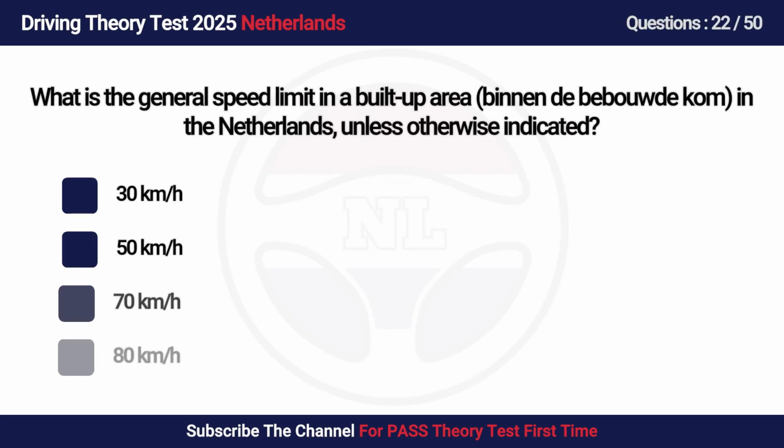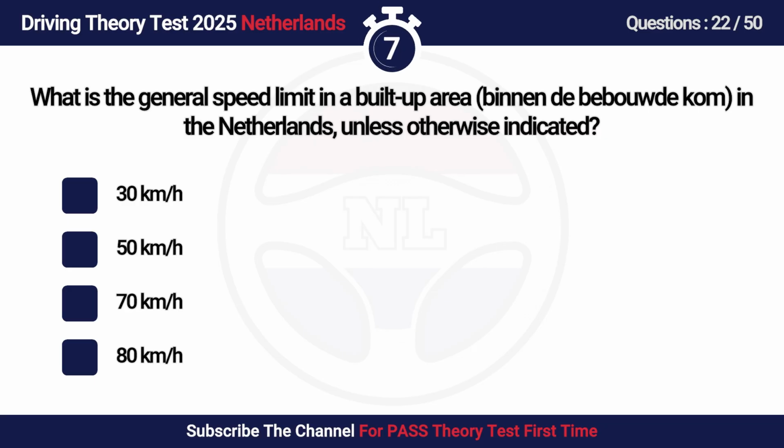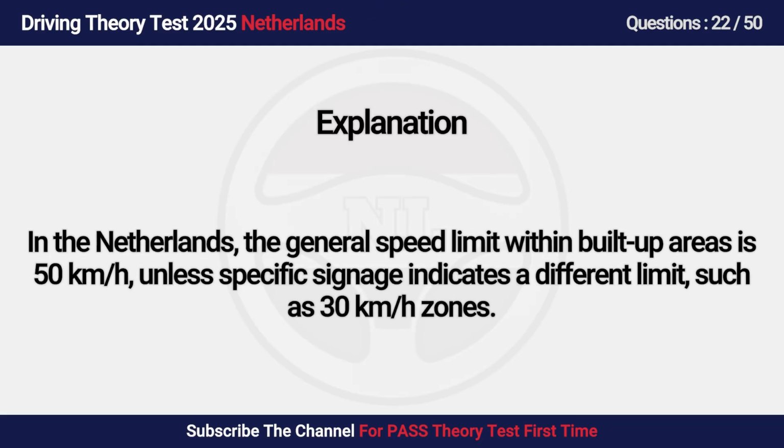Question 22. What is the general speed limit in a built-up area in the Netherlands unless otherwise indicated? A. 30 km per hour. B. 50 km per hour. C. 70 km per hour. D. 80 km per hour. Answer is B. 50. In the Netherlands, the general speed limit within built-up areas is 50, unless specific signage indicates a different limit, such as 30 zones.